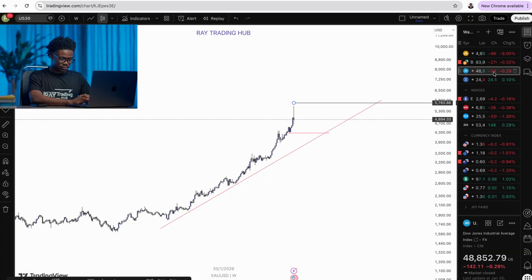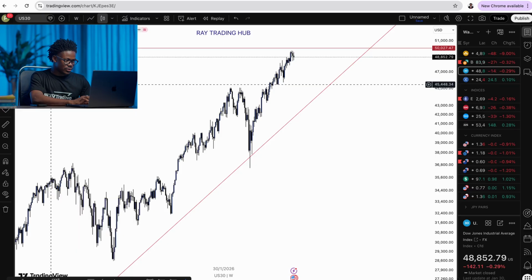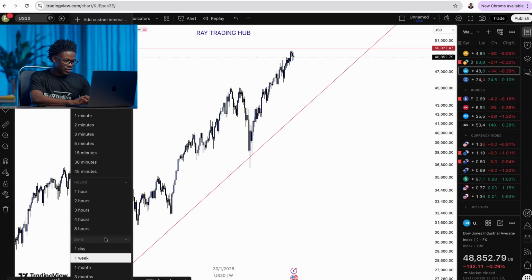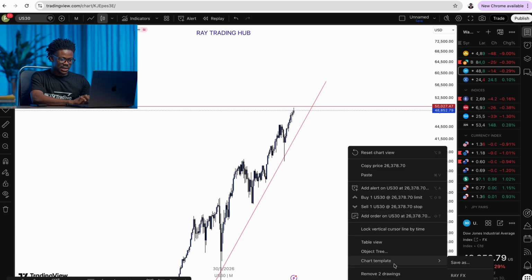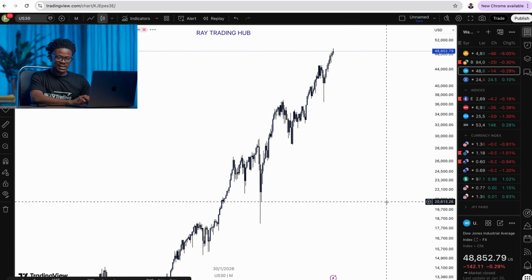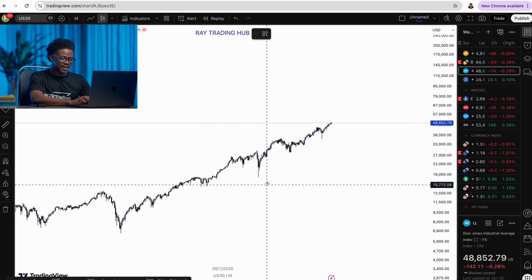So let's do US30. What do we have on US30? We could see the Dow Jones index. Look at what we have here. This price is just very bullish. It's just buying.